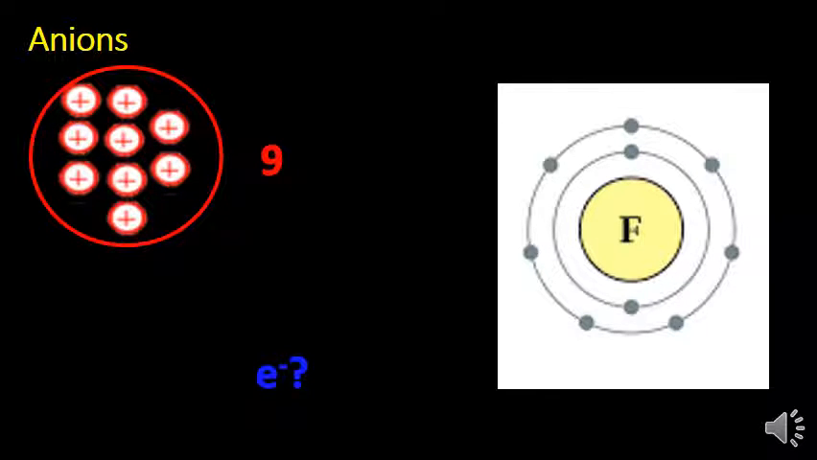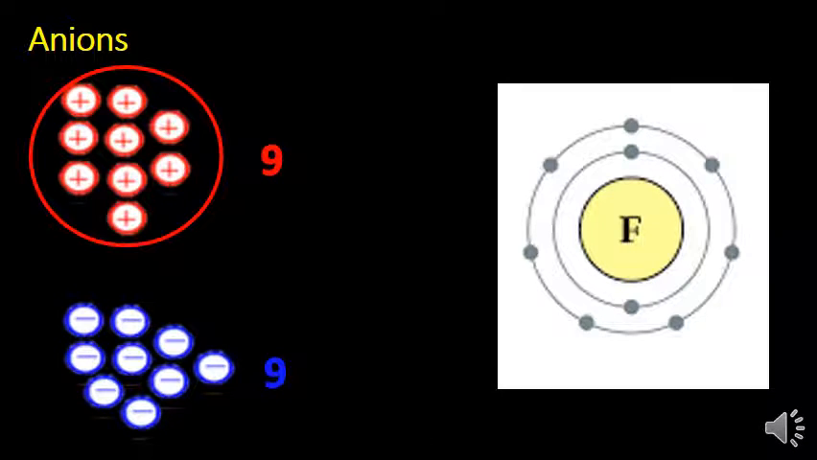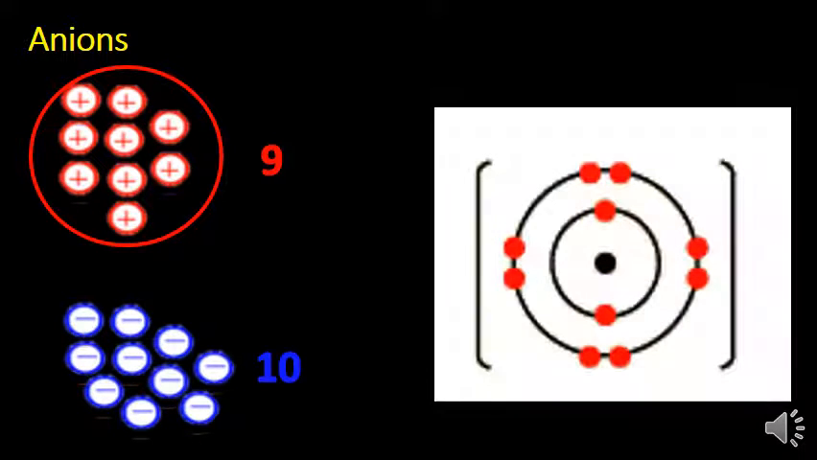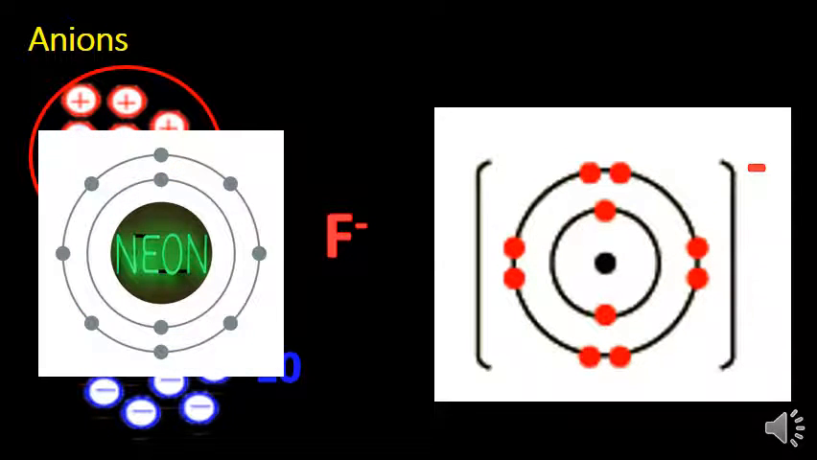Now the fluorine atom then has how many electrons? 9. But in order to feel like neon, it needs to gain an electron. So now it has 10 electrons. So what is the overall charge now on the ion? It's negative. That's right, negative. We write the fluorine ion symbol like that. And interestingly enough, it now thinks it's more like neon because they have the same number of electrons.